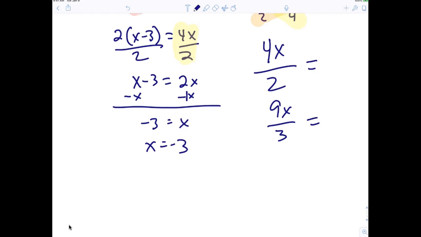Yes, sir. Why do you write negative 3 twice? You just do that, from here to here? Yeah. Well, because traditionally we put the variable first. Oh, okay. You with me? Yeah. All right. Quickly.